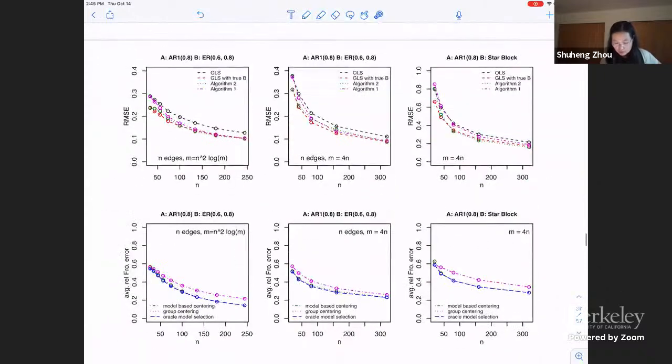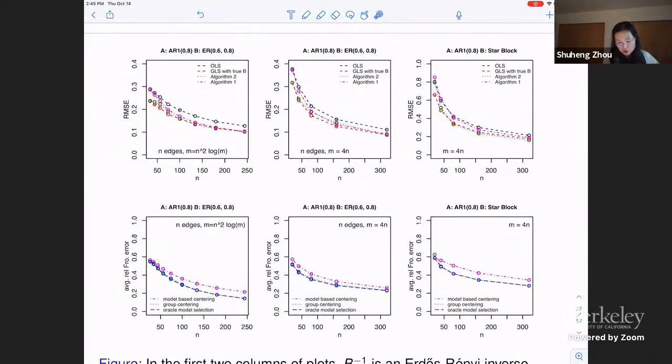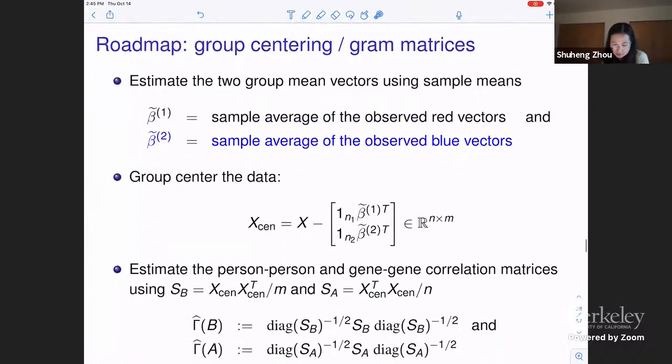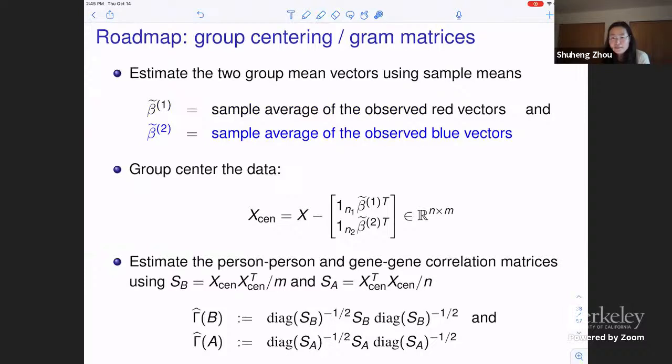And here are some simulation plots, which show the residual mean square error for estimating the beta indeed goes down for different topologies and for different configurations of the sample size and the dimension of A and B. We look at A as an AR model and B as an Erdos-Renyi random graph or a star block model, and so on. The average Frobenius norm error also goes down as n and m increase, as I forecasted in the beginning of the talk. So here is the algorithm. As I said in the beginning, we can just do the sample mean.